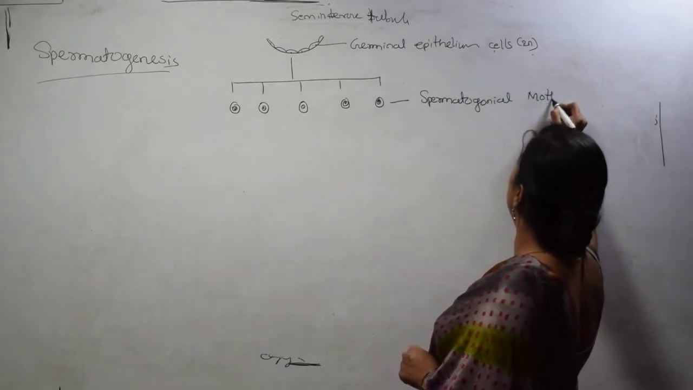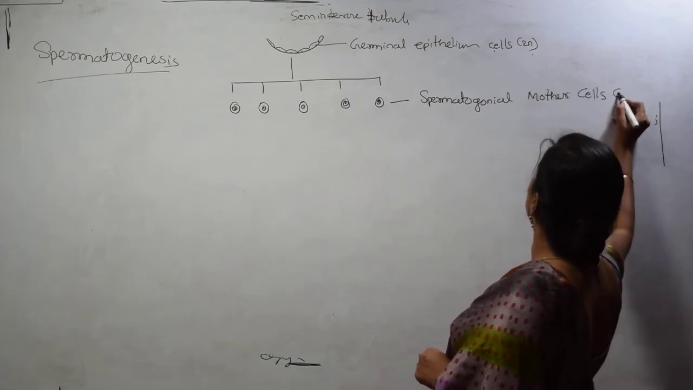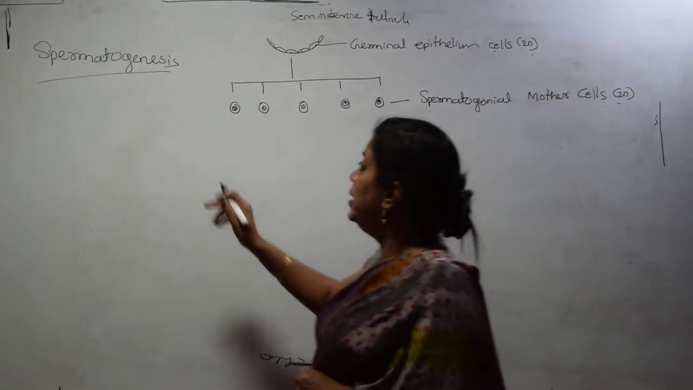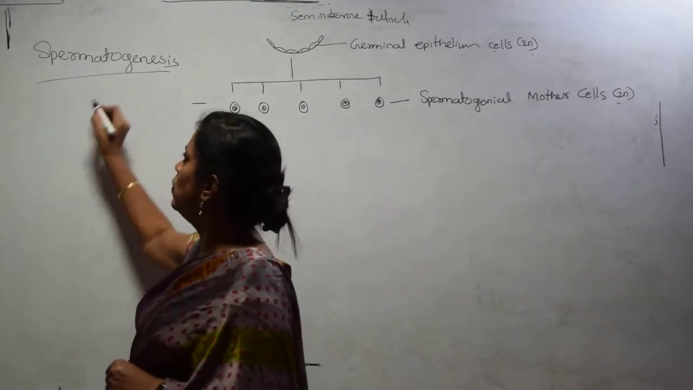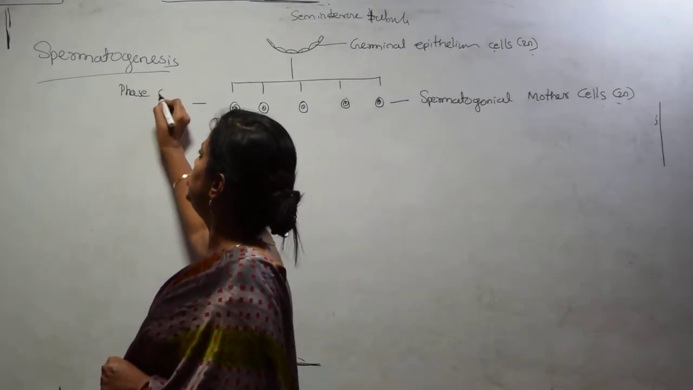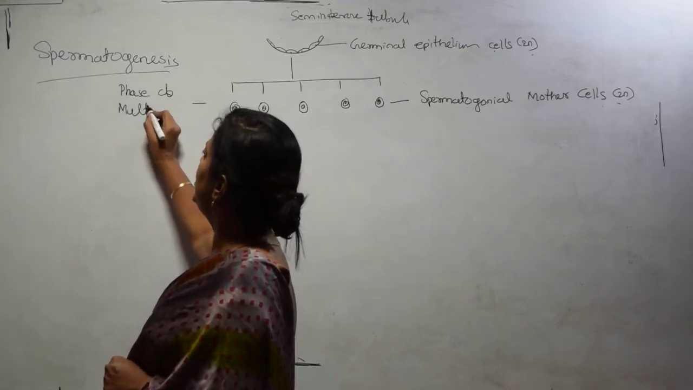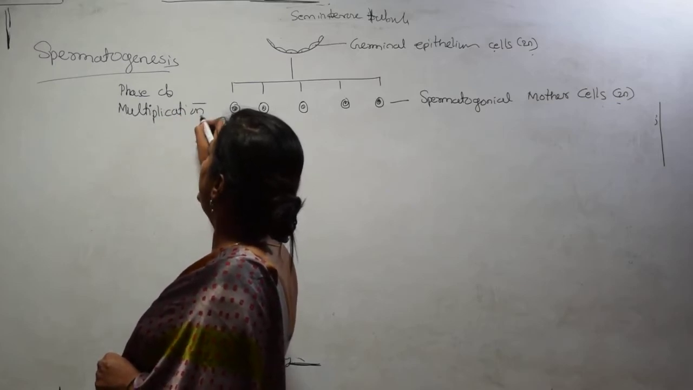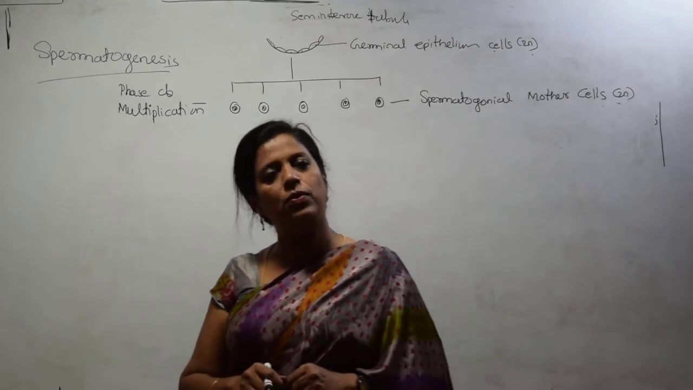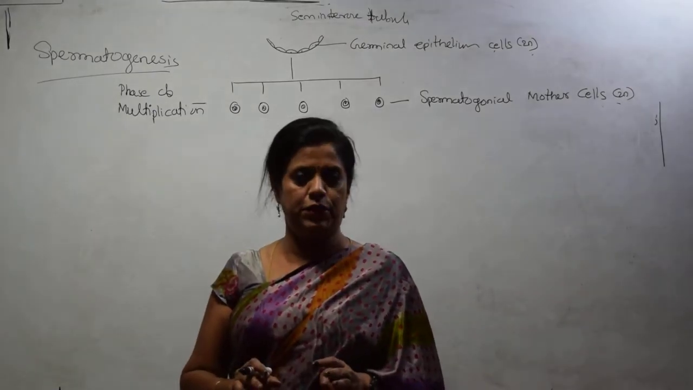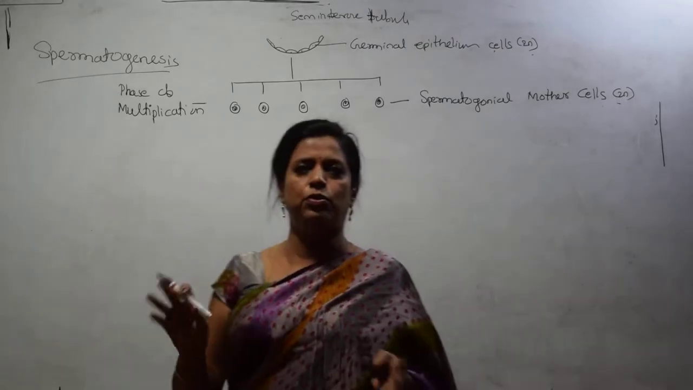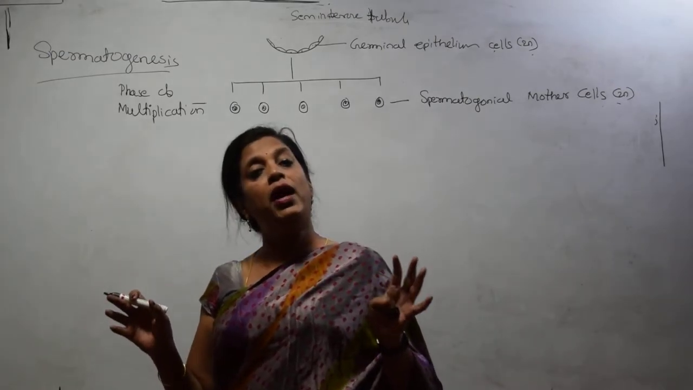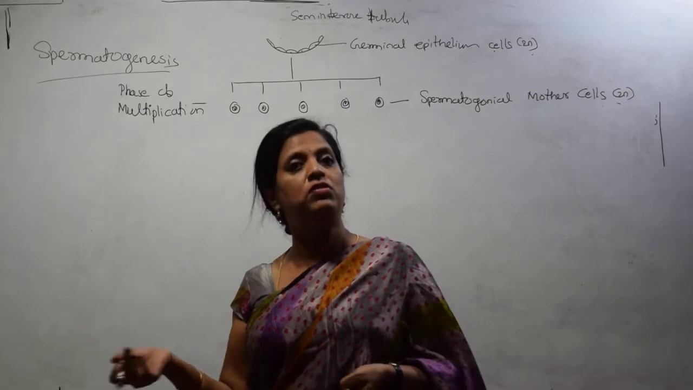Right? These are called the spermatogonial mother cells that are still diploid in nature. They are diploid because they are just undergoing mitotic division. And this first phase where the division is happening is called the phase of multiplication. Remembering these things is easy. Multiplication is happening where the germinal epithelial cells undergo multiple mitotic cell divisions. A number of cells are formed. I might have drawn only 5 or 6, but hundreds of cells are formed. They are called spermatogonial mother cells, or meiocytes. They are going to undergo meiosis later.